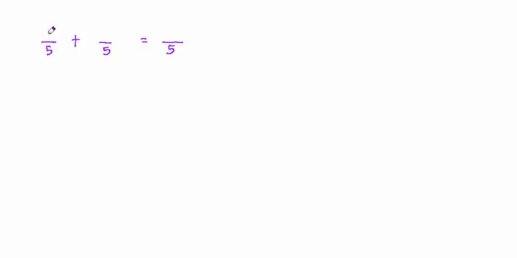So if we have 1/5 plus 2/5, on the answer we do 1 plus 2, and that is equal to 3/5. Similarly, if you wanted to add the fraction 3/10 to the fraction 5/10, you would do 3 plus 5 on the top and keep the same denominator, which is 8/10.